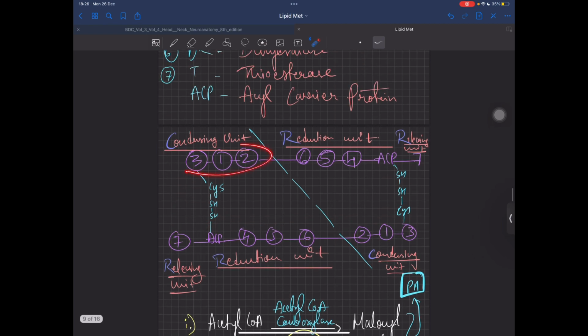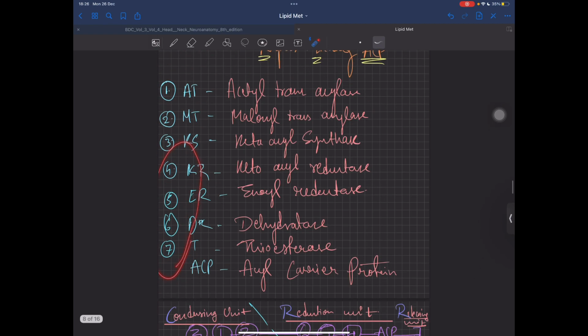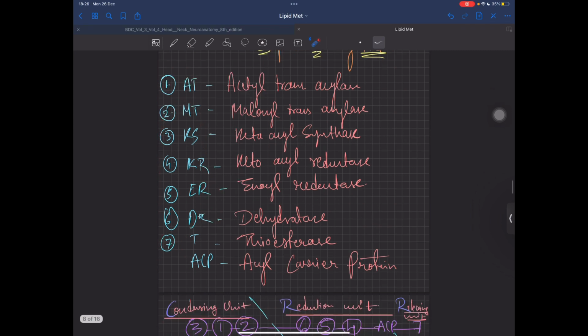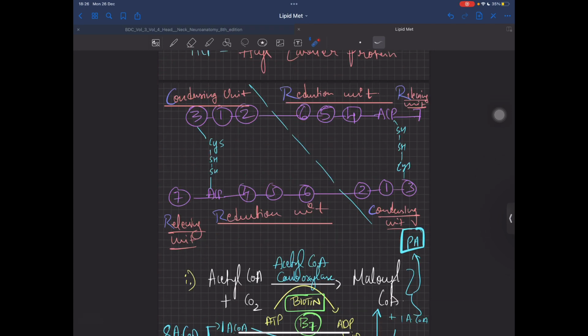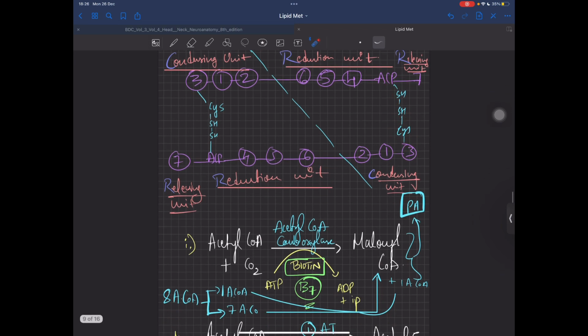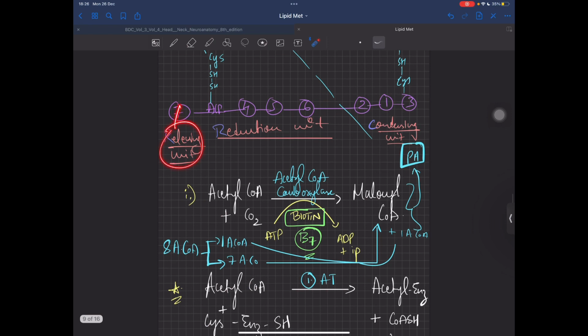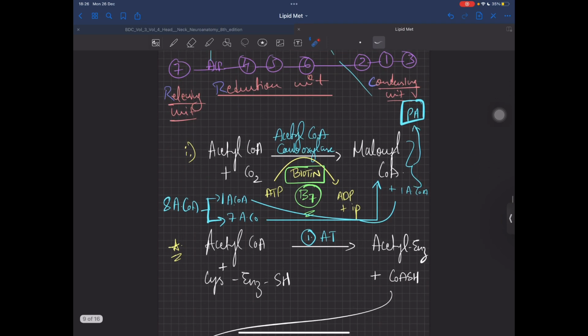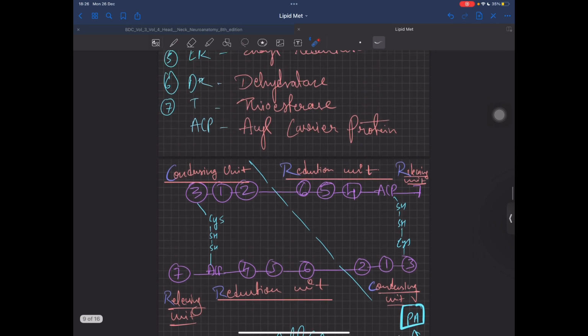Now these are the numbers which we have assigned for the fatty acid synthase complex enzyme system. And to 3 there is attachment of cysteine thiol groups. The same way on the opposite side it is attached to ACP. The same way here also, 3 is attached to cysteine, and the thiol group is attached to ACP. Now the releasing unit being 7, the reduction unit being 654 and ACP, and the condensing unit being 312. Now you are familiar with the fatty acid synthase complex system.